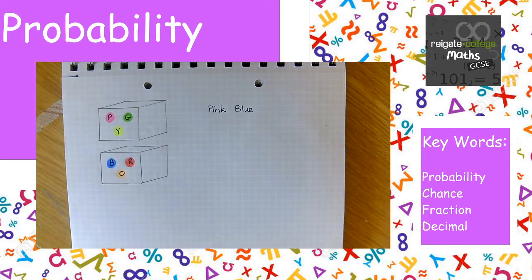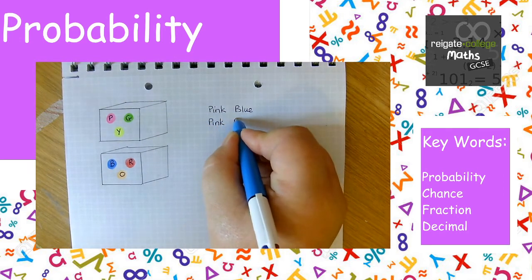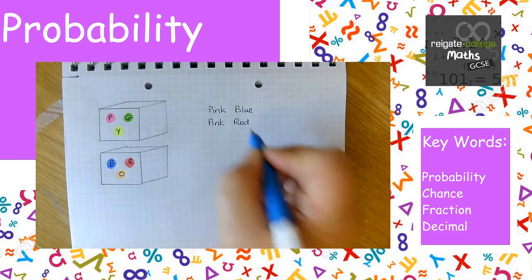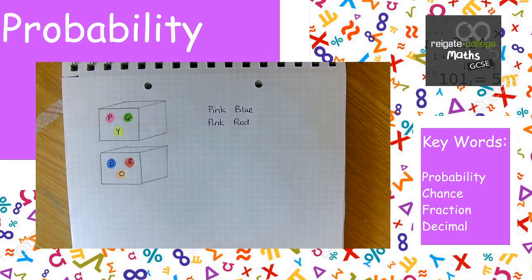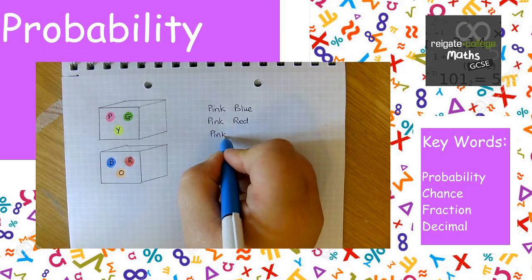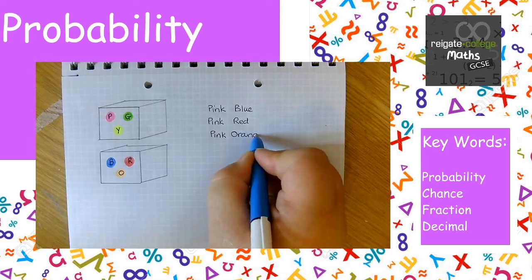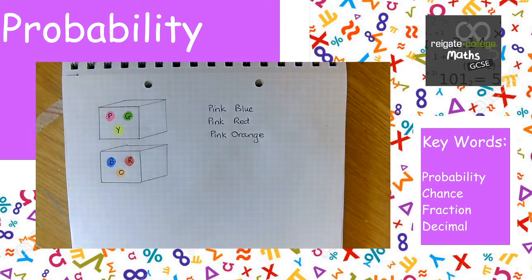Still remaining on pink, I'm not going to pull a blue, but a red. There I have 2 possible outcomes. I have 1 more possible outcome if I pull a pink out of the first box, and that's to pull an orange out of the second box. So there, with my pink counter, I have 3 different possibilities of outcomes. I'm going to do this for each counter in total.